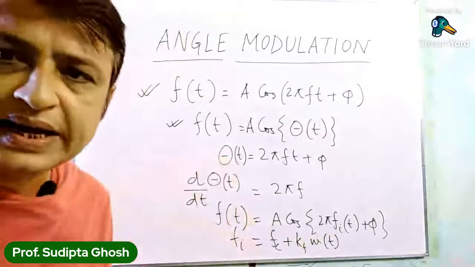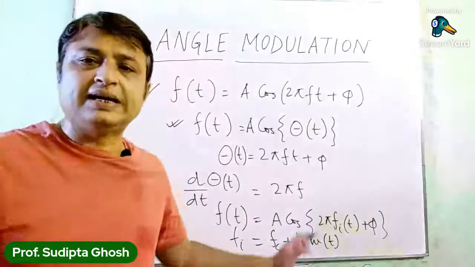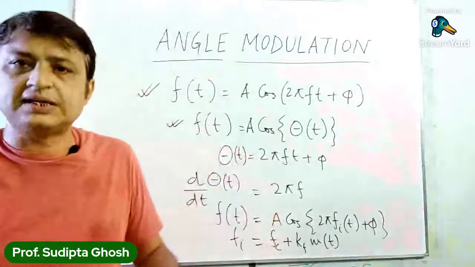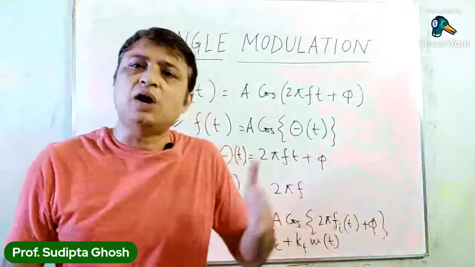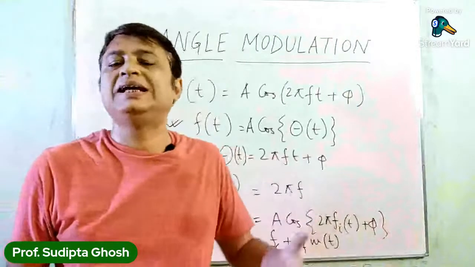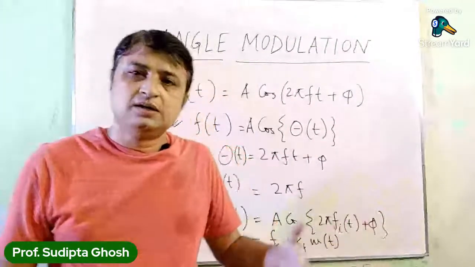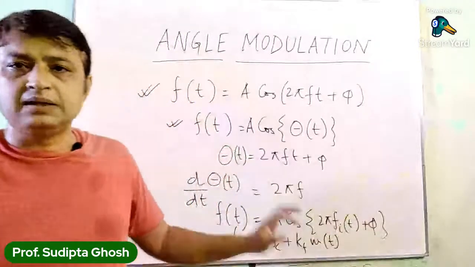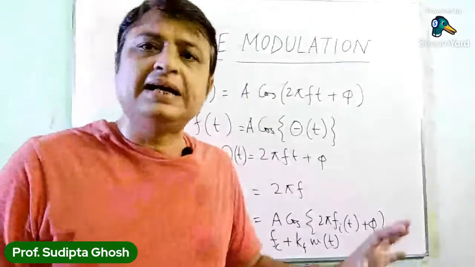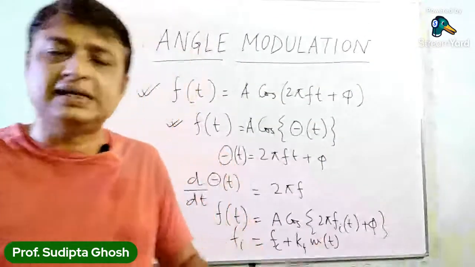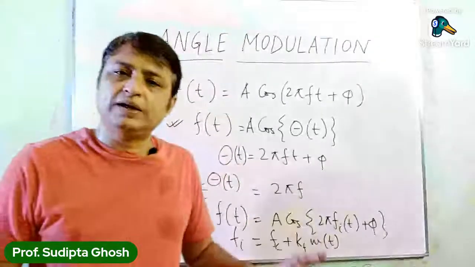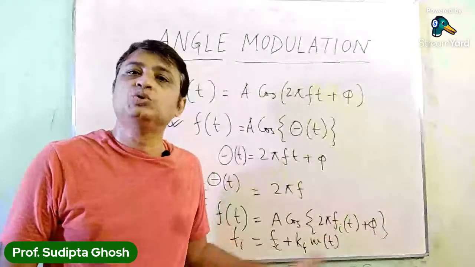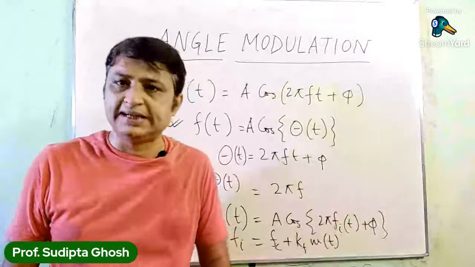Please repeat kf. Yes, kf, as I have said, is only a constant term. Actually, it represents how much of the carrier frequency is going to be changed. Okay, I am going to define kf further, but till now kf is a constant and it tells us how much the carrier frequency is changing in proportion to the information or modulating signal.